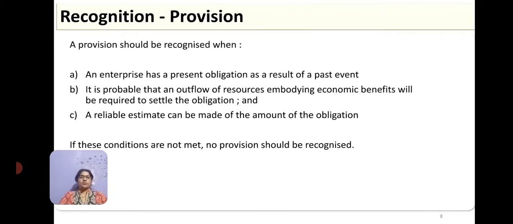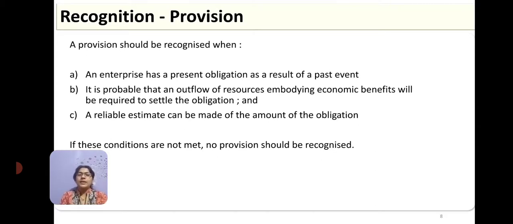First and foremost, provision, how do we recognize it? A provision is recognized in the books of accounts only when an enterprise has a present obligation as a result of a past event. Say you have creditors; why have the creditors happened? Because you have purchased goods on credit. Or you have debtors; why have debtors come to your business? Because you have sold goods on credit, isn't it? In the same way, it should be based on a past event.